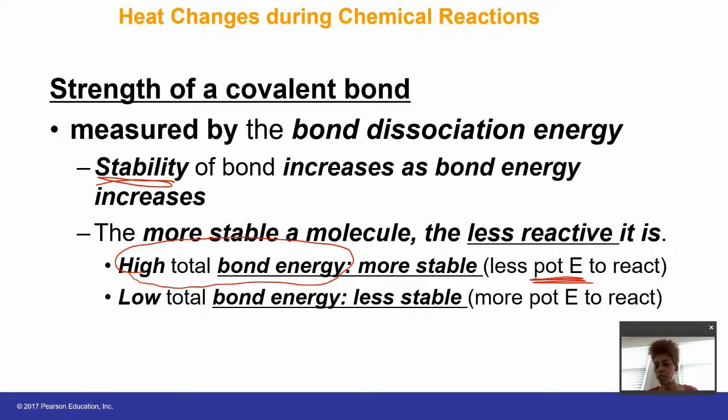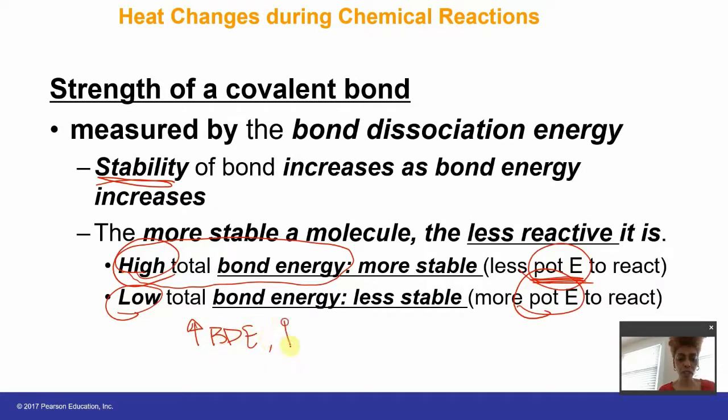So if I only have to put a little bit of energy to break these bonds, then the bonds aren't that stable, and we can say that we have more potential energy to react. So low bond energy, high potential energy. High bond energy, low potential energy. All right, they're opposite. It's an indirect relationship. So let's say high BDE, low potential energy.